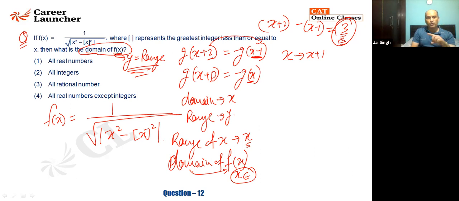If it were asking the value of x, then none of the answers here could satisfy. So domain of f of x means it is asking you directly to find out the value of x. Sorry, this is one small change that everyone needs to understand.